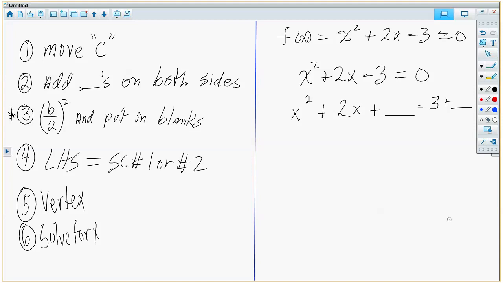All right, now y'all shouldn't have a problem with that. I mean, not a lot of work. Now, where is B? 2x. B is 2. Remember? Ax squared plus bx plus c. So B is what? 2. So 2 divided by 2.